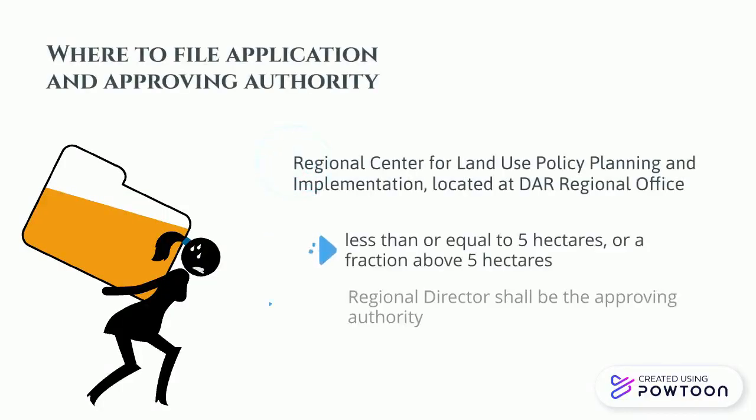A duly accomplished and notarized application form and complete documentary requirements shall be filed with the following offices. So, to the Regional Center for Land Use Policy Planning and Implementation, located at the DAR Regional Office, for applications involving lands with an area of less than or equal to 5 hectares or a fraction above 5 hectares. The approving authority shall be the regional director.